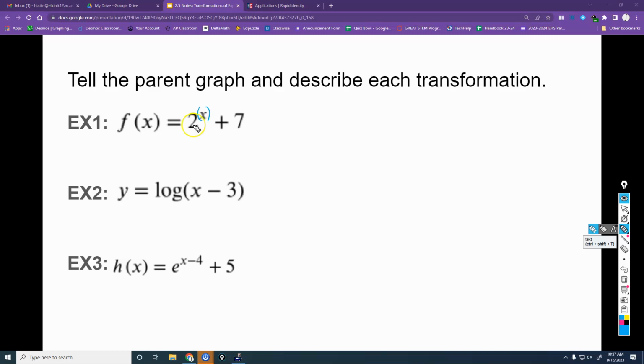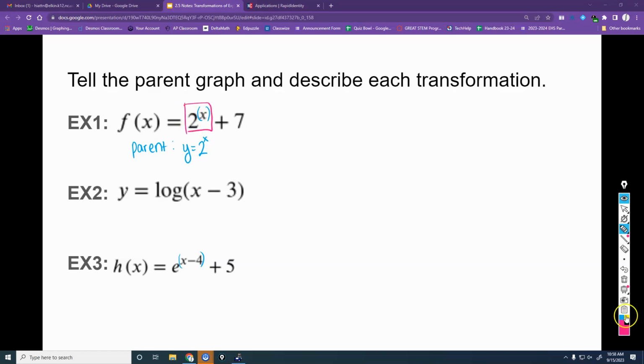So 2 to the x plus 7 right here. Whatever is in the exponent, like down here, that has parentheses around it. That's where your parentheses are at. So the parent function for example 1 would be y equals 2 to the x power. 2 is not a transformation because it's the number being raised to the power. So this part right here, the 2 to the x, that's your parent function.